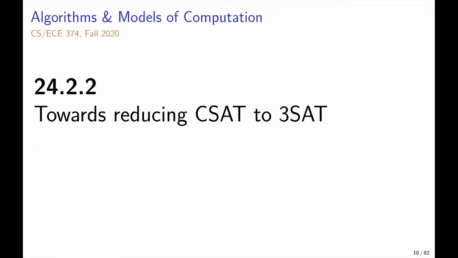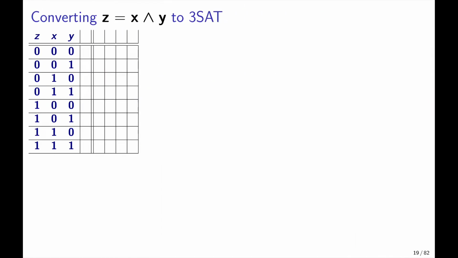The next step in reducing CSAT to SAT is we need some gadgets to convert a circuit into a satisfiability formula. So we need some basic formulas that in fact we already visited before, but let's just do a recap so you remember what's going on.